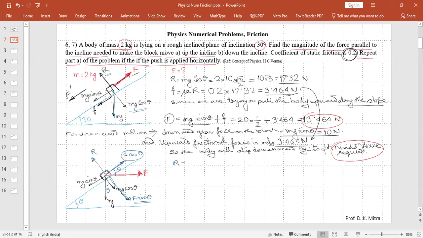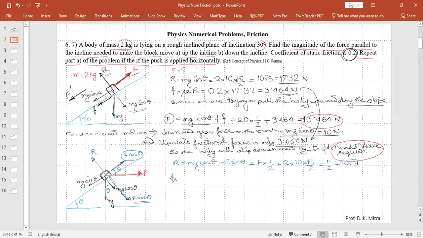Here, reaction force R is equal to mg cos theta plus capital F sine theta. This is equal to capital F times sine theta, which is half, plus m is 2 kg, g is 10, cos theta is √3/2. This becomes F/2 plus 10√3. F/2 plus 10√3. This is the reaction force.